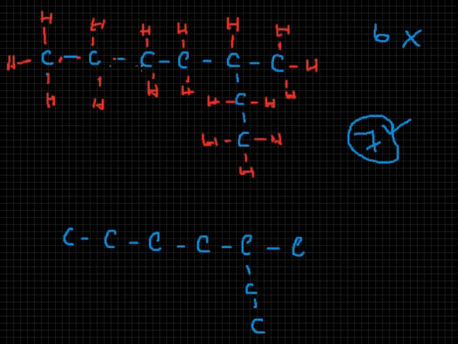You cannot count as 1, 2, 3, 4, 5, 6, 7, and 8. It's wrong. You cannot count in this way. It has to be in a chain, in the longest chain. So 1, 2, 3, 4, 5, 6, and 7. So this is the correct way for numbering the carbons.